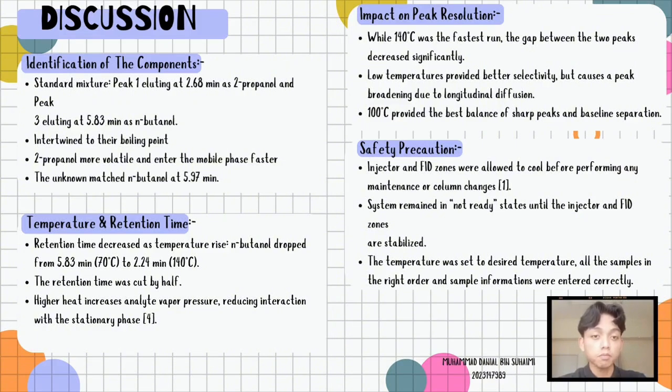For the effect of temperature on retention time, when we look across the 70, 100, and 140 degrees Celsius runs, we saw a distinct pattern. As the temperature of the oven rises, the retention time decreased. For example, N-butanol dropped from 5.83 minutes at 70 Celsius to 2.24 minutes at 140 Celsius. It seems that its retention time was cut by more than half. This happened because higher heat increased the analyte vapor pressure, reducing the interaction with the stationary phase.